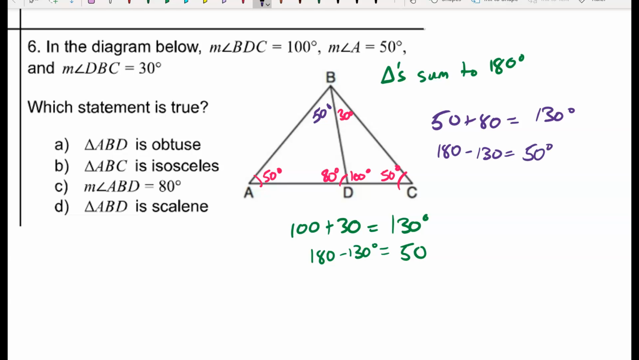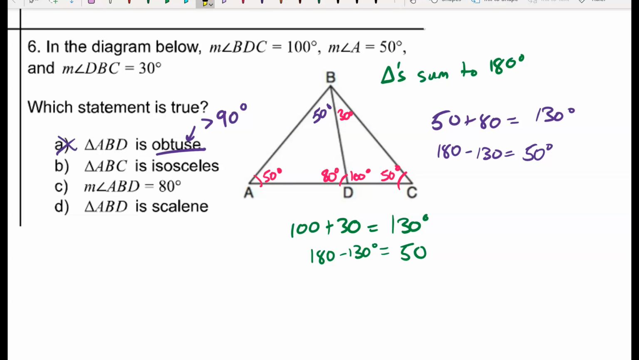Triangle ABD, I'll trace that out, triangle ABD, so that one on the left side right there is obtuse. Well, remember, an obtuse angle has to be greater than 90 degrees, and I don't see any angles that are greater than 90 degrees there. So that can't be an obtuse triangle.